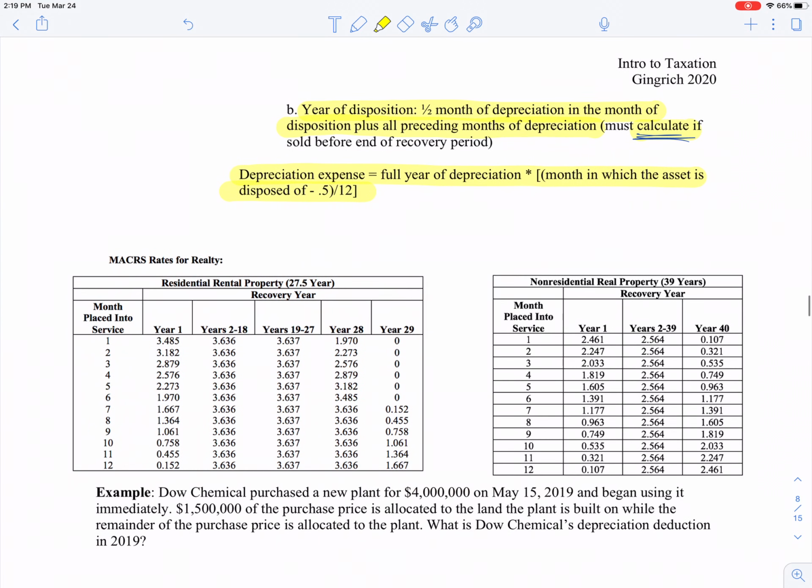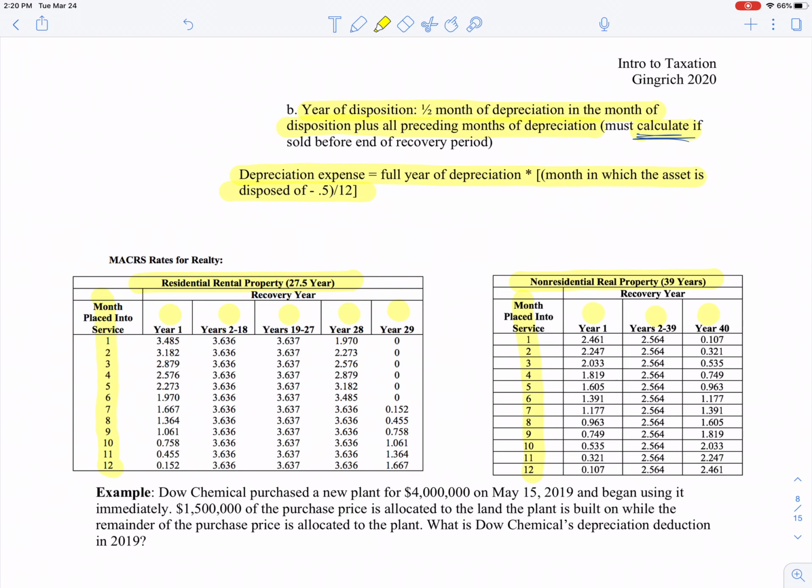All right, so here's what the tables look like for MACRS for real property. We have residential and we have non-residential. These are slightly different in that the month placed in service is down the left side of the table. In year 1, you have one calculation, then you have years 2 through 18, years 19 through 27, year 28, and then finally year 29. And the same logic over here for the 39-year recovery. Year 1 has its own column. Years 2 through 39, you have the same rate. And then in year 40, you have a different rate.